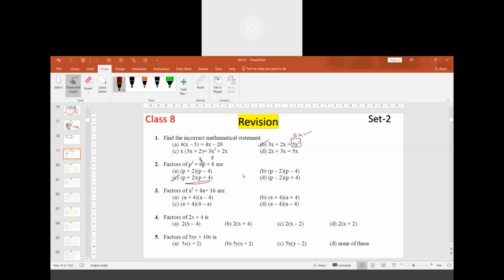By seeing the options only, we can get to know what is the answer. Sometimes it will be difficult if a negative number is there. When positive numbers are there, it's easy to guess. Here you can see that 4 into 4 will give us 16, and 4 plus 4 will give, sorry, 8. So it has to be a plus 4 into a plus 4. Or else you can also think like a square plus 2ab plus b square, where a is a and b is 4. So it is nothing but a plus b whole square.